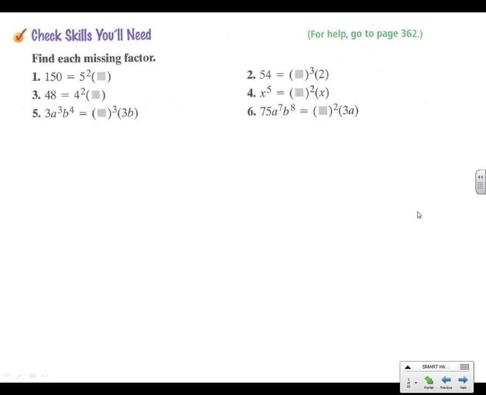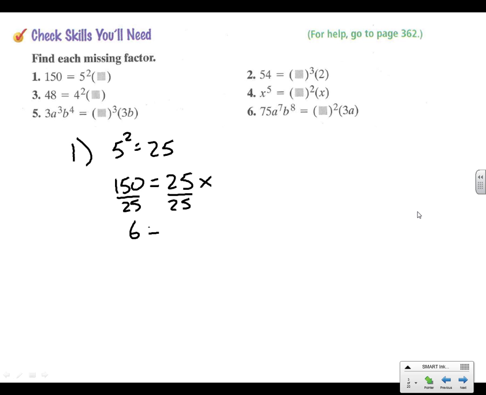Let's get started with this one. Let's check this out. 150 can be broken down into 5 squared times something. So let's see. 5 squared is 25. 150 equals 25 times something. Let's make that an x. We can divide both sides by 25, and we get a 6 for x. So we can put an x in here because we know that missing things in algebra are x's or y's or some kind of variable. And so your job here is to solve for x.